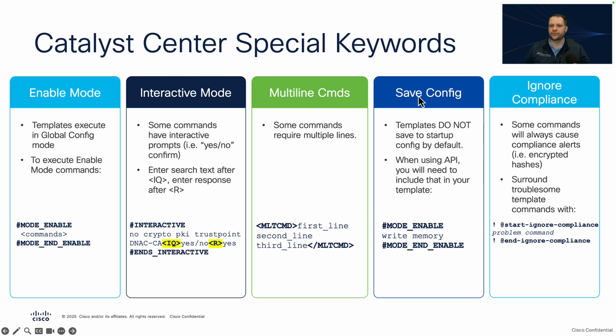The next option here is for saving config, and this is actually exactly like enable mode, but it's for a specific purpose. When you deploy templates in Catalyst Center from the web user interface, there is an option to save the configuration after the template is deployed. However, when you deploy a template using the API, that action doesn't normally happen implicitly. So in those scenarios, if you happen to be using our APIs to deploy a template, you will need to make sure that you save the configuration on the device at the very end.